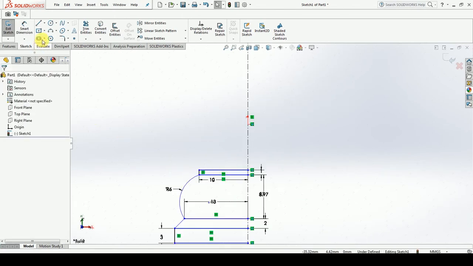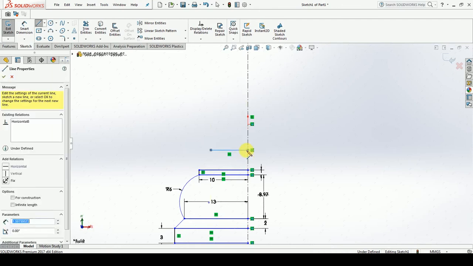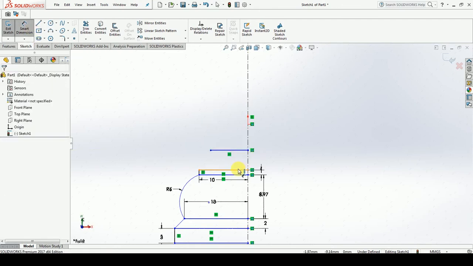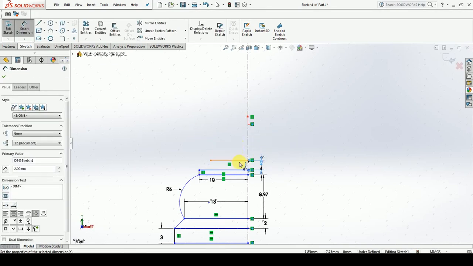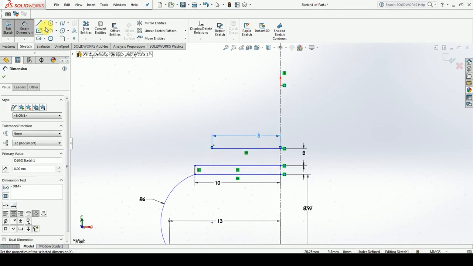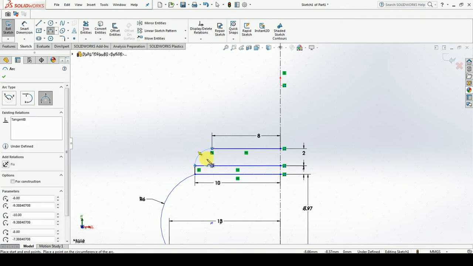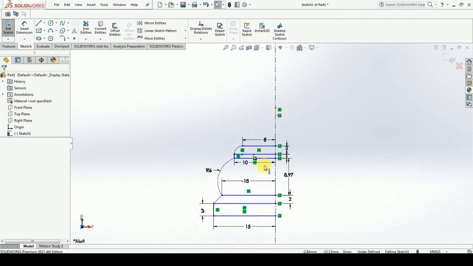Again select line and make a horizontal line ending at the center line. The vertical dimension of the line is 2 millimeter and the horizontal line is 8 millimeter. Select the 3-point arc, and by selecting these 2 points we have to draw the half arc.